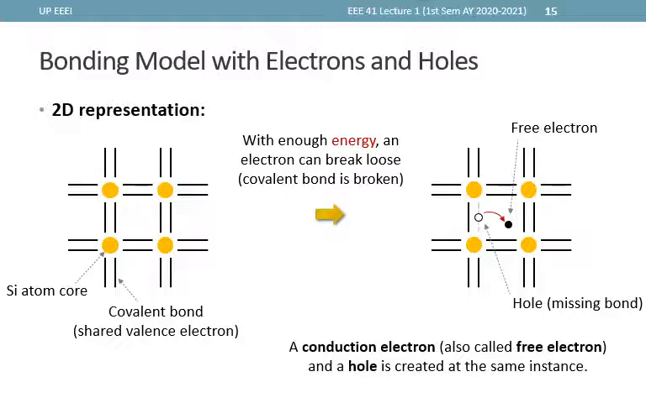So note that the free electron and the hole in this manner are always created in pairs. When the covalent bond is broken, you will always have one new free electron and one new hole. However, the process can also be reversed. The free electron can also occupy the missing bond or hole, and therefore the electron-hole pair will be annihilated.